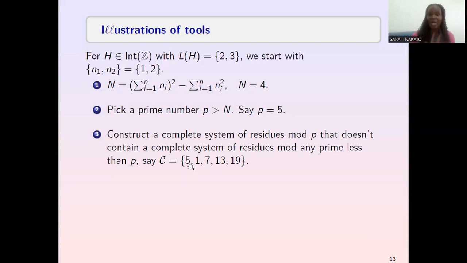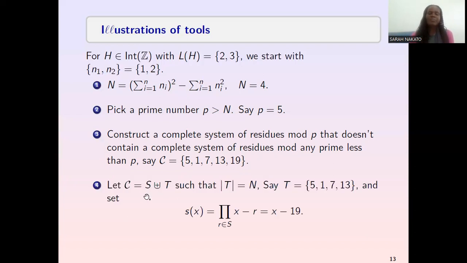In other words, we would have a multiple of 3 here. So this is our set. We've picked a complete system of residues mod 5. What do we do? We partition this set into 2 sets such that one of the sets has exactly our 4 elements.